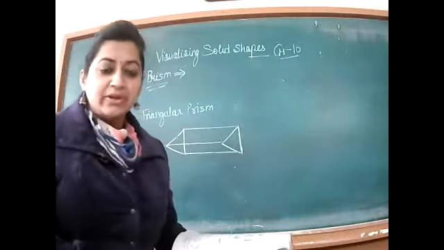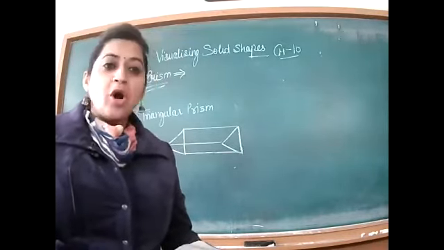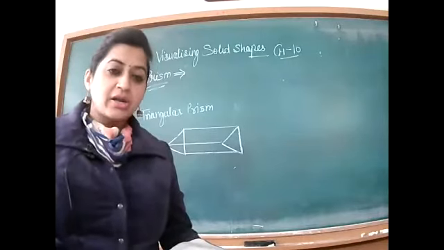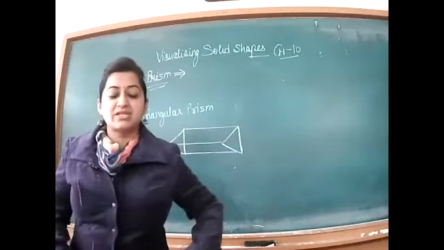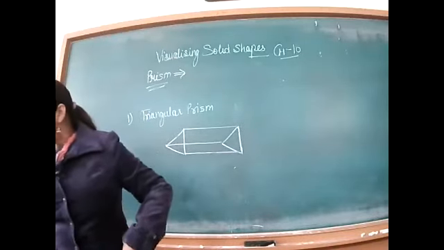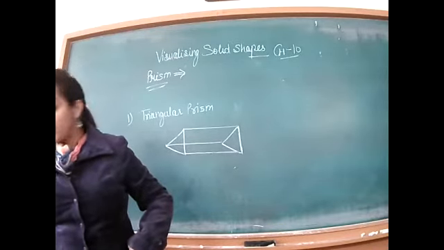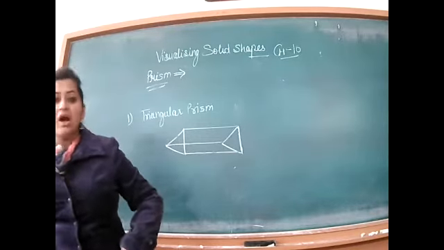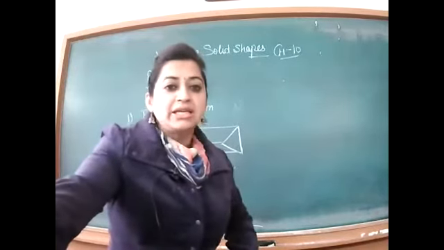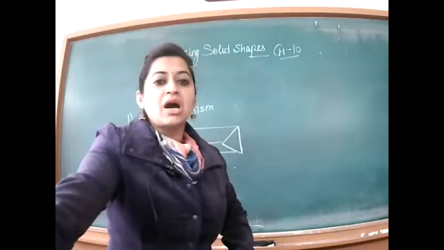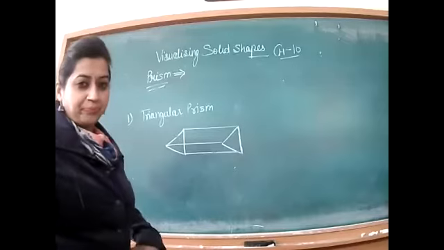Prism is a polyhedron whose top and base are congruent polygons, and whose other faces, that is lateral faces, are parallelograms in shape. This is given on page number 165.